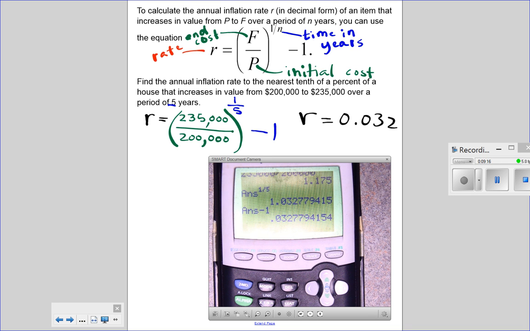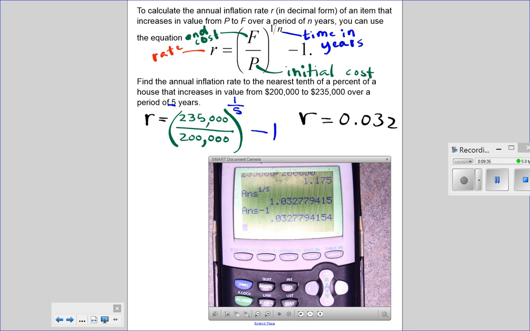Can someone tell me the significance of this? Nearest 10th? And the problem is, what's it? Find the annual inflation. Well, the nearest 10th, it would be 0. I'm going to round it to the nearest 1,000. I gotcha.